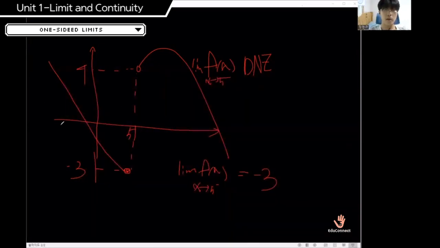Now let's look at the values of x that are only to the right of 5. These x values are greater than 5. For these x values, as we get closer and closer to 5, the value of the function is getting closer and closer to 4. So we say that the limit of f of x as x approaches 5 from the right is 4. We notate this by putting a small positive sign next to the 5. So these are one-sided limits.